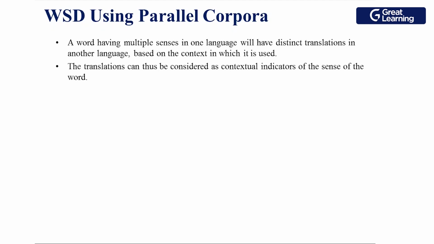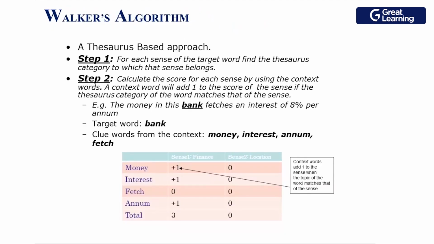And say somewhere in the parliament somebody mentioned the money in this bank fetches an interest of 8% per annum. It will also be translated in Hindi. So now the nice part about word senses is that the same sense is never translated into the same word in another language. Okay? So for example, consider two senses of the word bank.